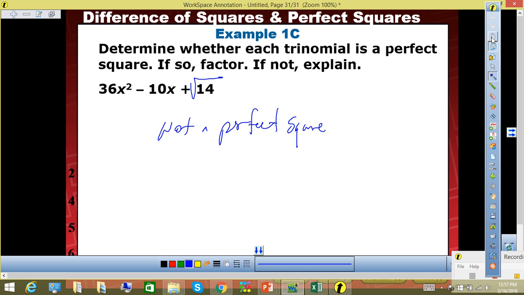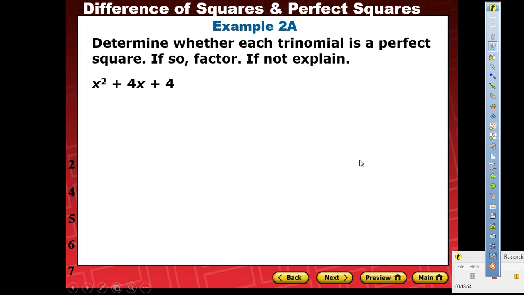Copy this. 2a. X squared plus 4x plus 4. Example 2a. X squared plus 4x plus 4. Copy that. Factor it if possible. 15 seconds. Go.